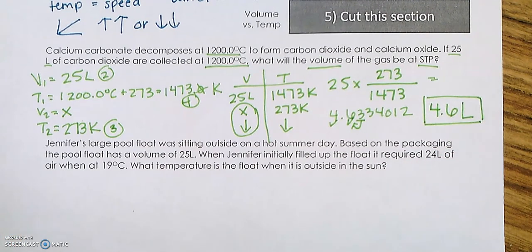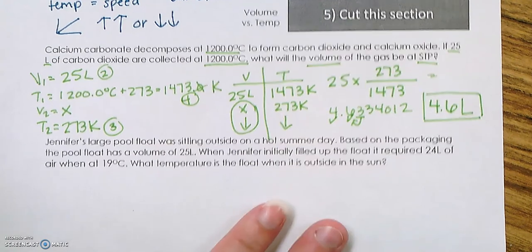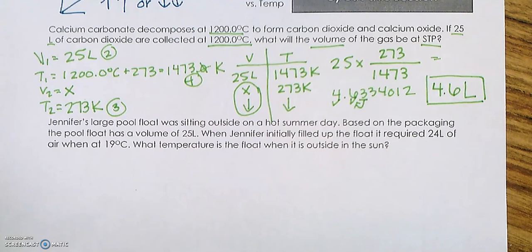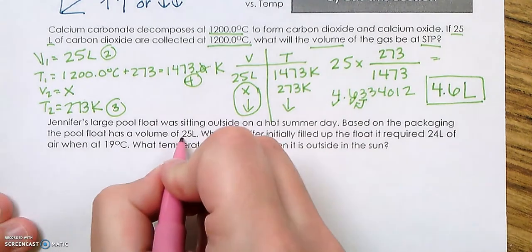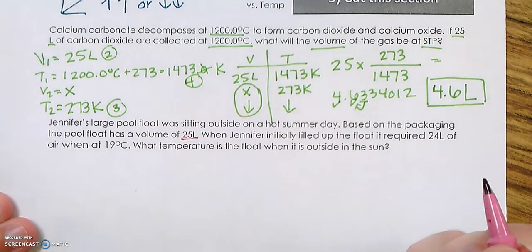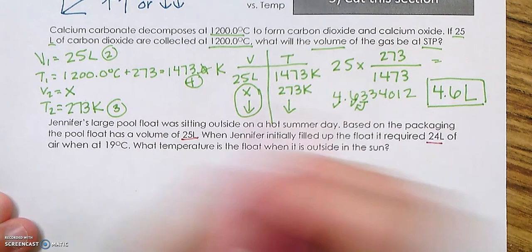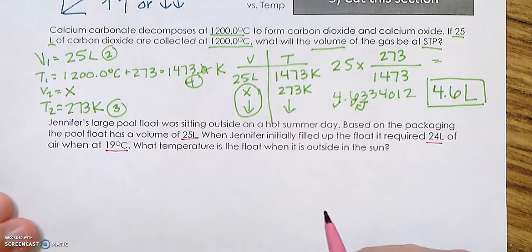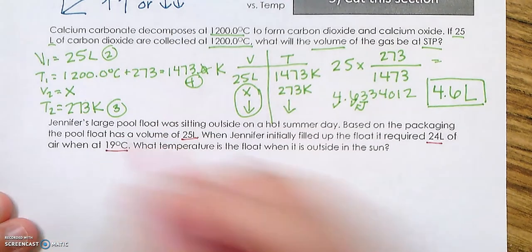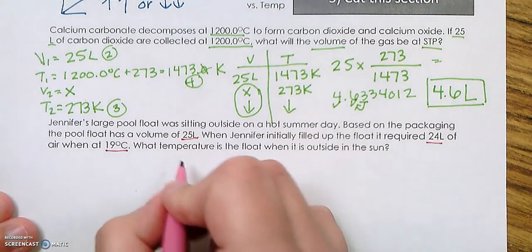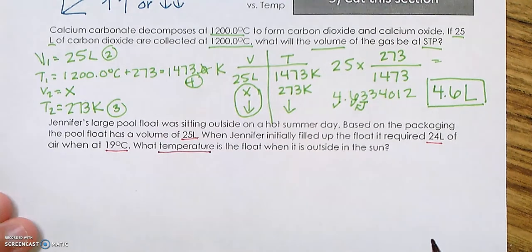Okay, let's check out this last problem. This is one of those where the wording is what throws people off a lot. So we need to be conscientious of that. So this is Jennifer's large pool float was sitting outside on a hot summer day. Based on the packaging, the pool float has a volume of 25 liters. When Jennifer initially filled up the float, it required 24 liters of air when at 19 degrees Celsius. So 24 liters when the air was 19 degrees Celsius. What temperature is the float when it's outside in the sun?